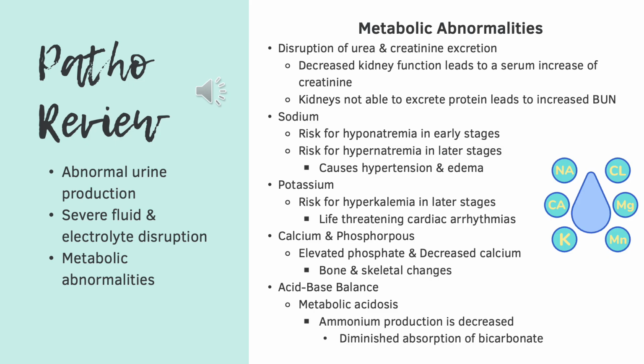Potassium. Potassium excretion primarily occurs in our kidneys, and as CKD progresses, the reduced urine output results in hyperkalemia, or elevated potassium levels. We really see this in the later stages of CKD. Hyperkalemia is very important because it poses a significant life-threatening risk of cardiac arrhythmias, because high potassium levels can disrupt the normal electrical conduction in the heart.